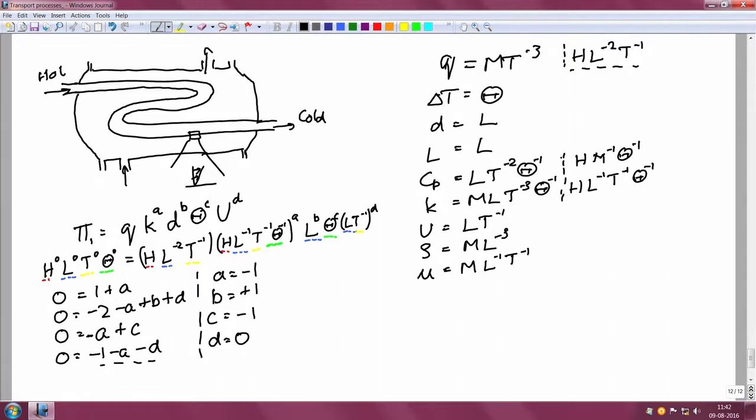Therefore, this dimensionless group that I have assembled this way will be equal to Q D by K delta T. That is the dependent dimensionless group. So, my first dimensionless group phi 1 is equal to Q D by K delta T.